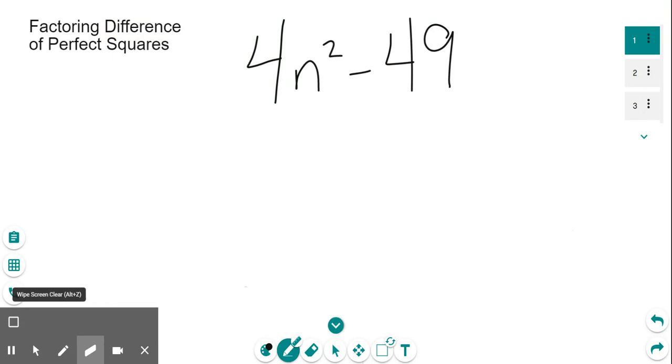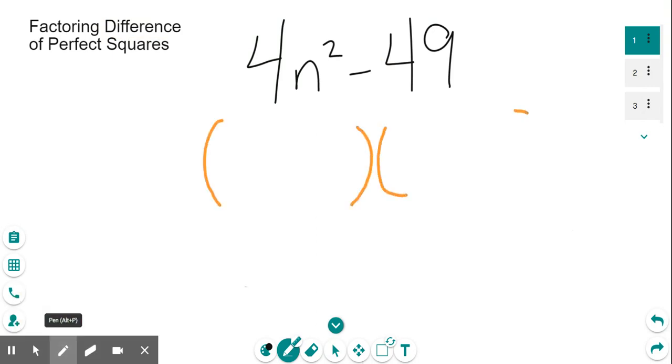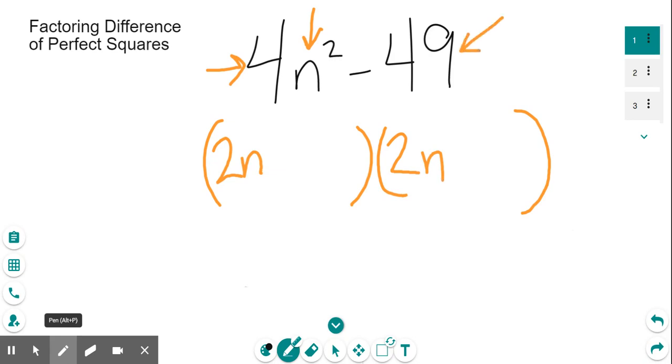All right. So the easy way to factor it is we think of what times what is 4n squared. Well, what times itself is 4? 2 times 2, right? And what times itself is n squared? N and n. Now, what times itself is 49? 7 and 7.